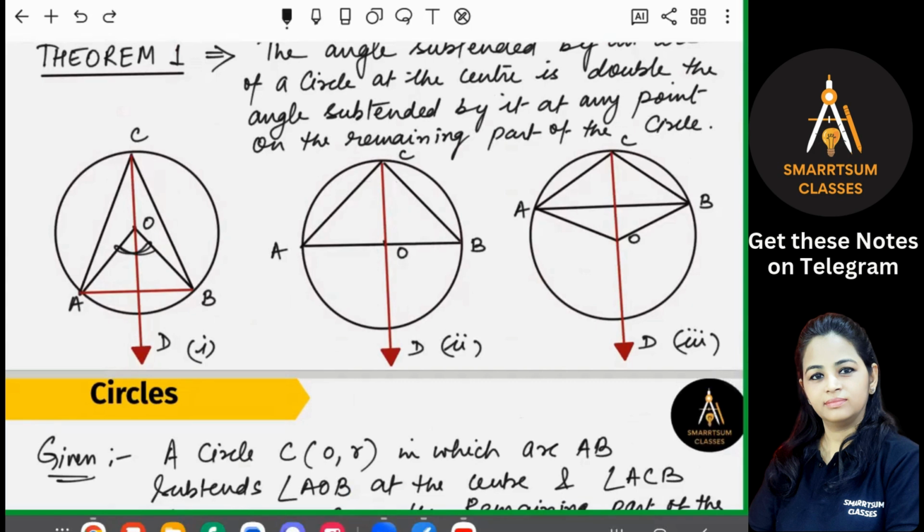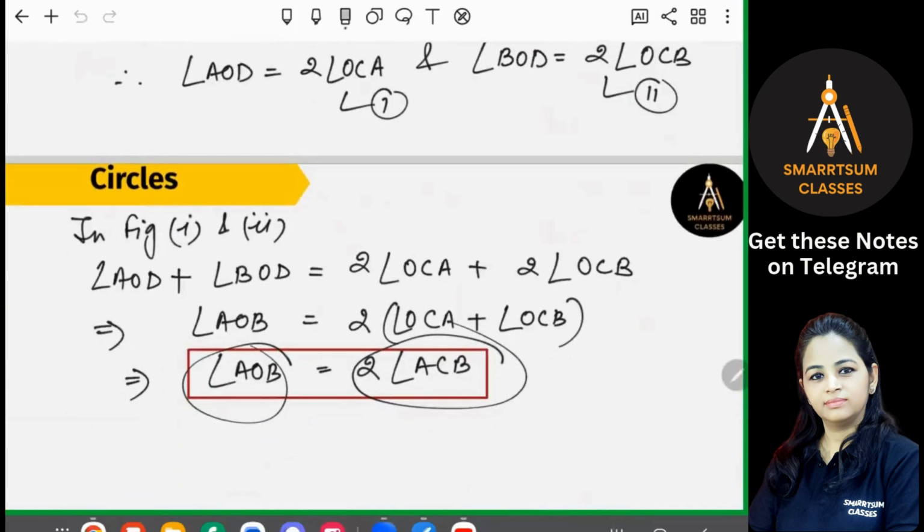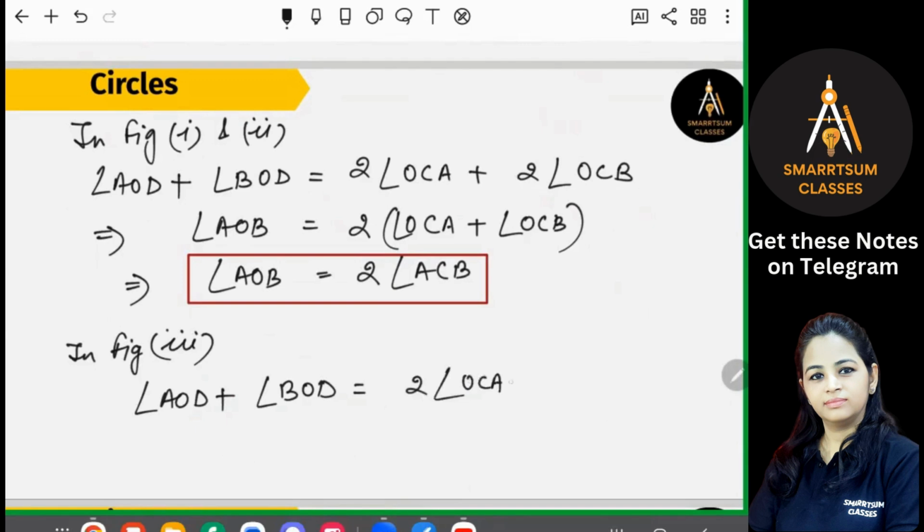Now for the third figure, because here this is a reflex angle, right? So write down in figure 3, angle AOD plus angle BOD. Again, adding the two equations, we are getting twice of angle OCA plus twice of angle OCB, right? Which is twice of angle OCA plus angle OCB. We have taken two outside of the bracket. So this is OCA plus OCB, right?